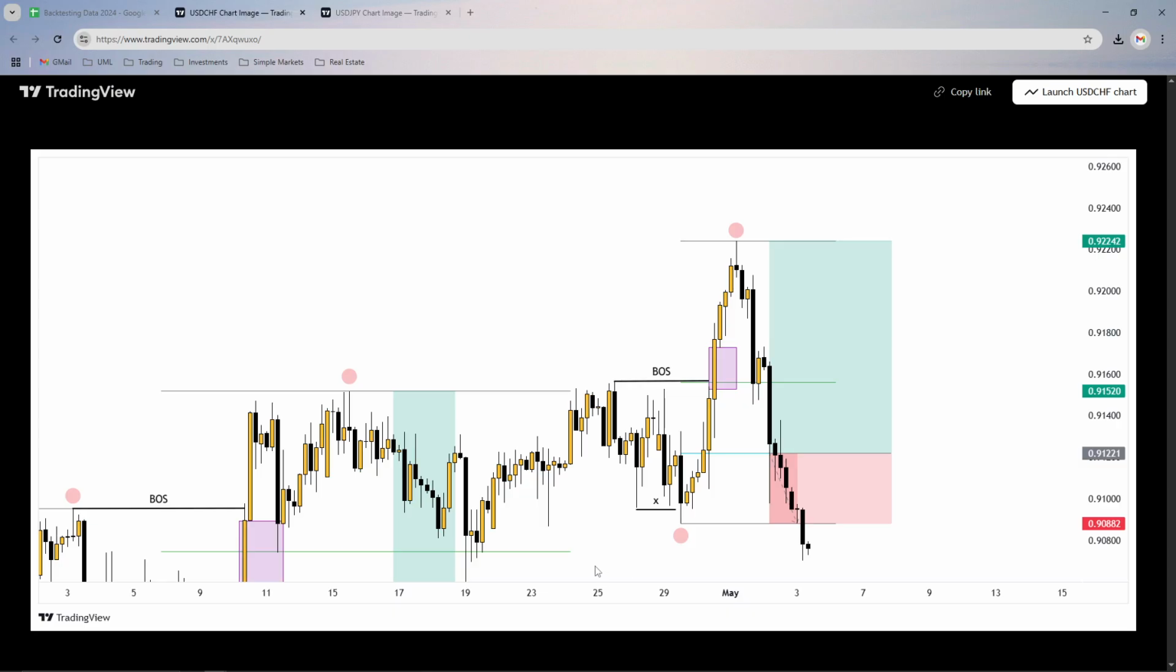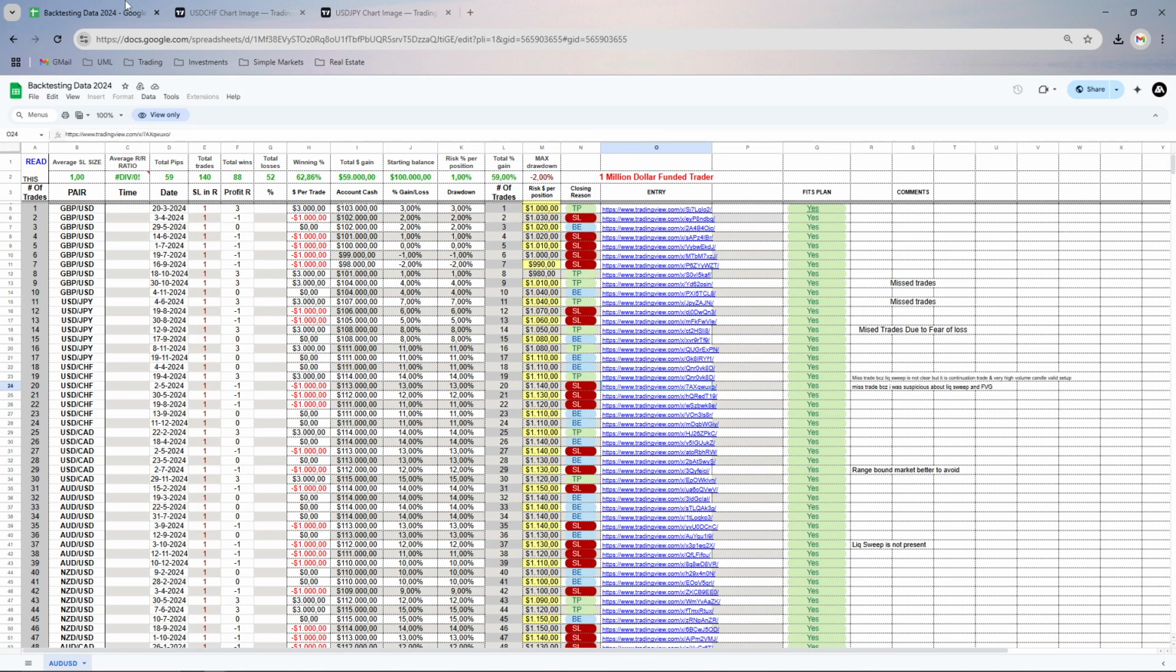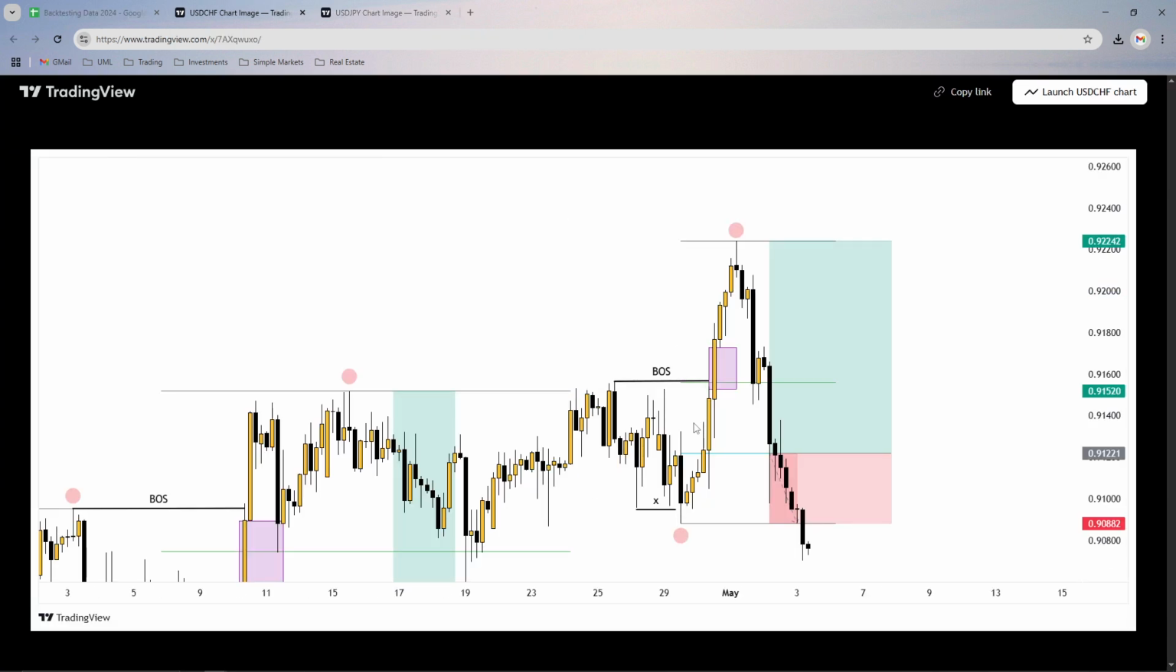Now, did it say why I missed? Because I was suspicious about liquidity sweep and FVG. Once again, try to be as mechanical as you can. Is there a sweep here? I would say yes. You even marked it out. And then is there a fair value gap here? I would once again say yes, and you marked it out.